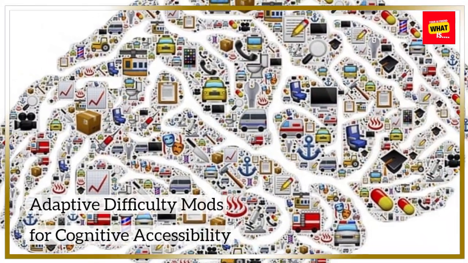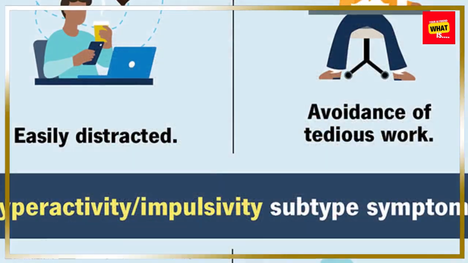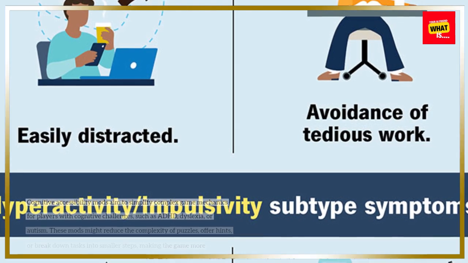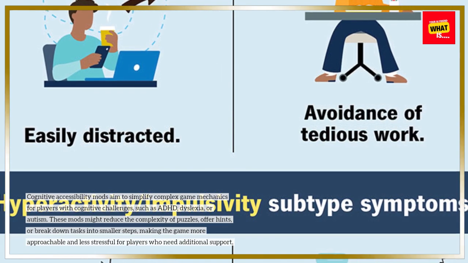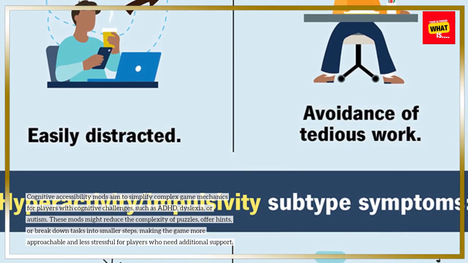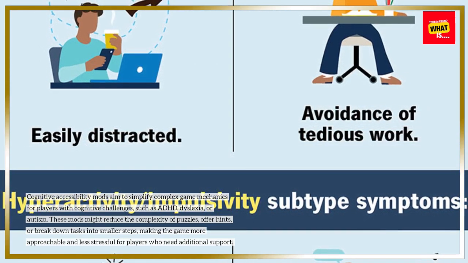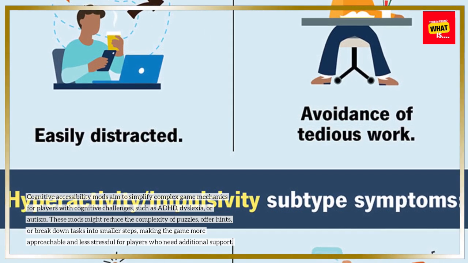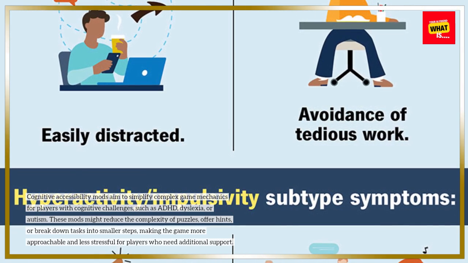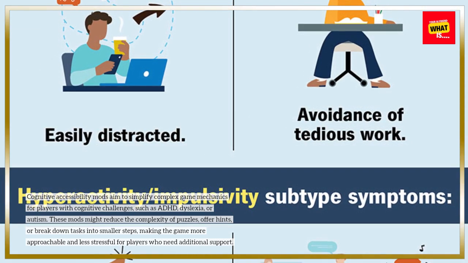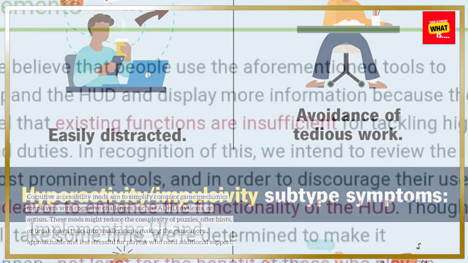Adaptive difficulty mods for cognitive accessibility. Cognitive accessibility mods aim to simplify complex game mechanics for players with cognitive challenges, such as ADHD, dyslexia, or autism. These mods might reduce the complexity of puzzles, offer hints, or break down tasks into smaller steps, making the game more approachable and less stressful for players who need additional support.